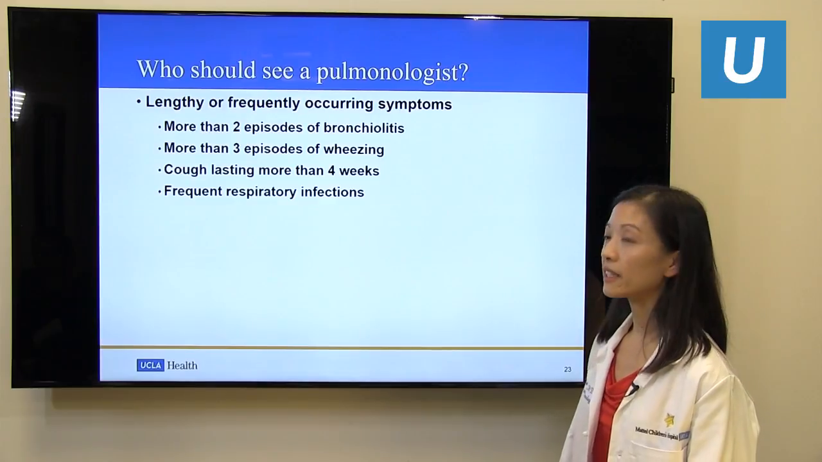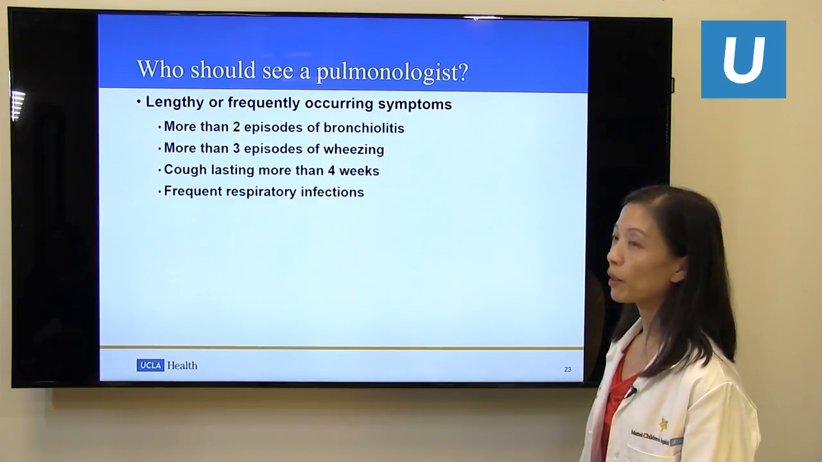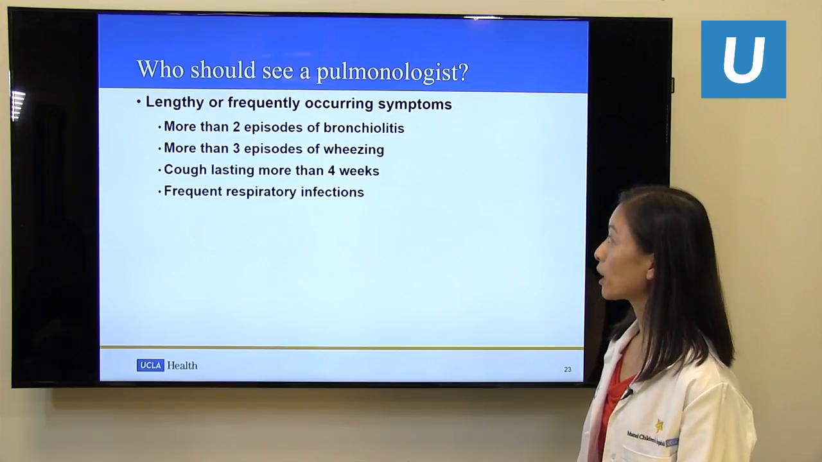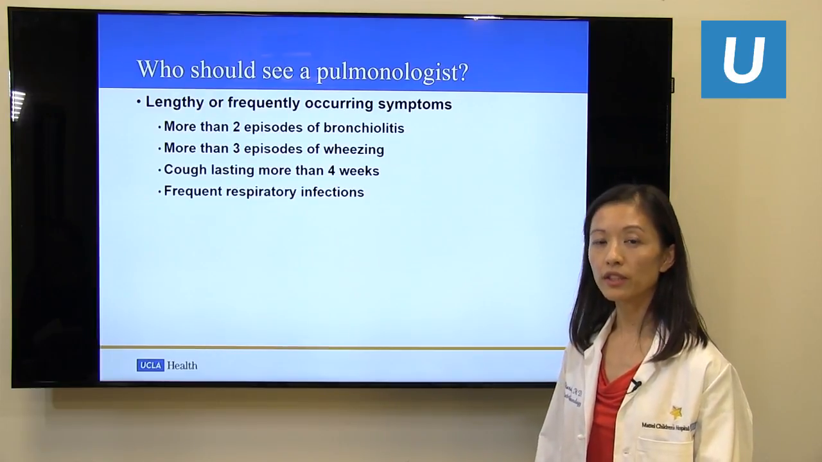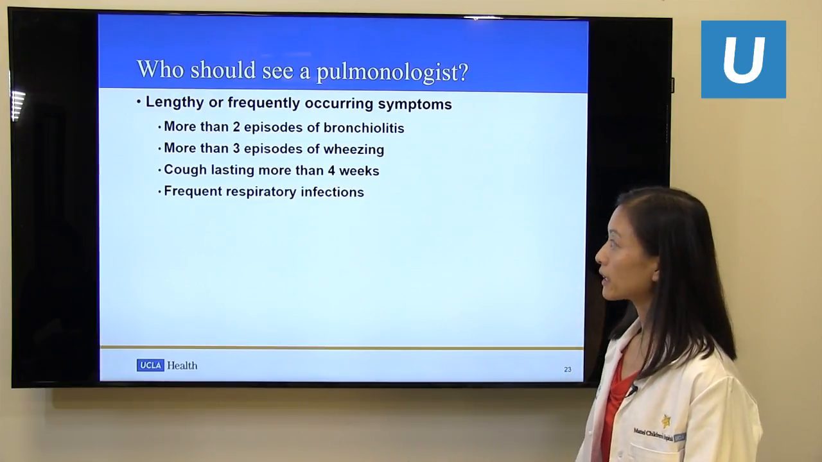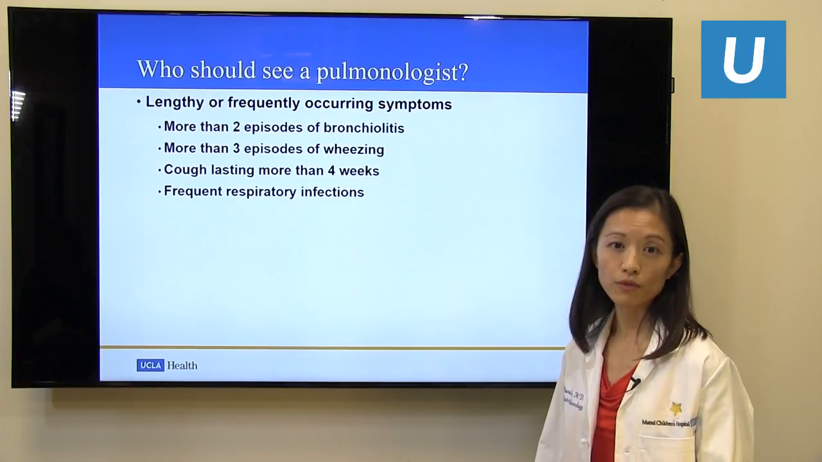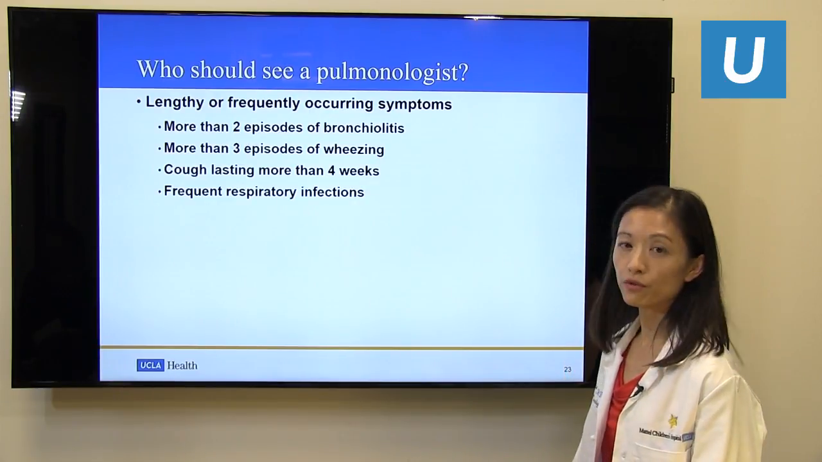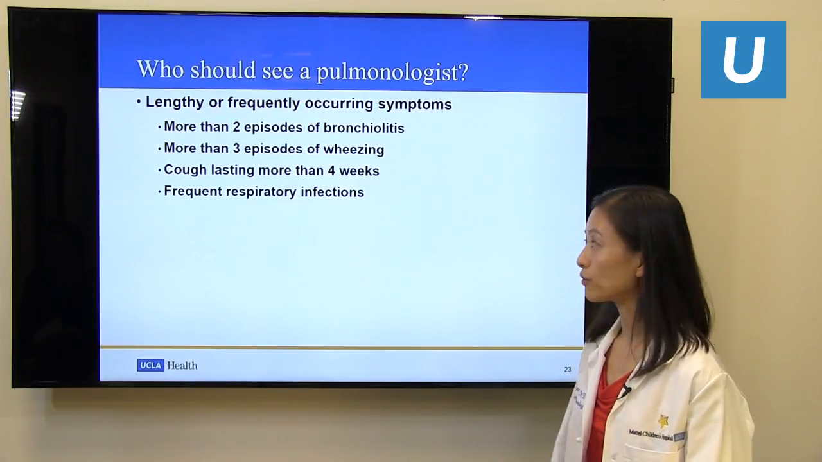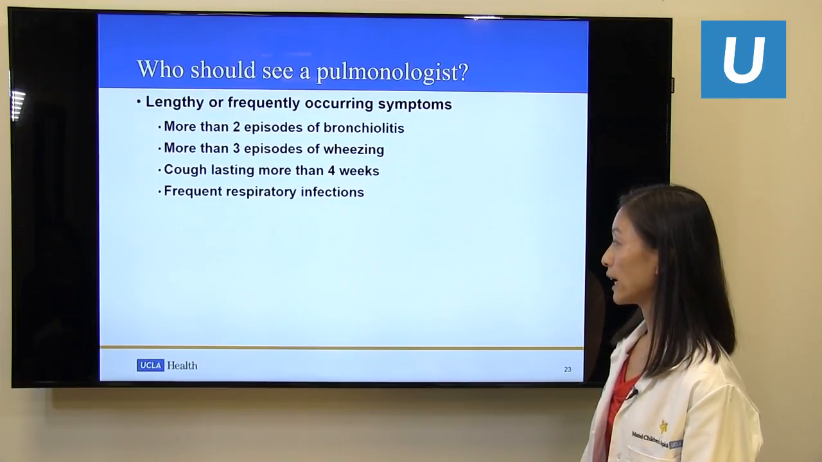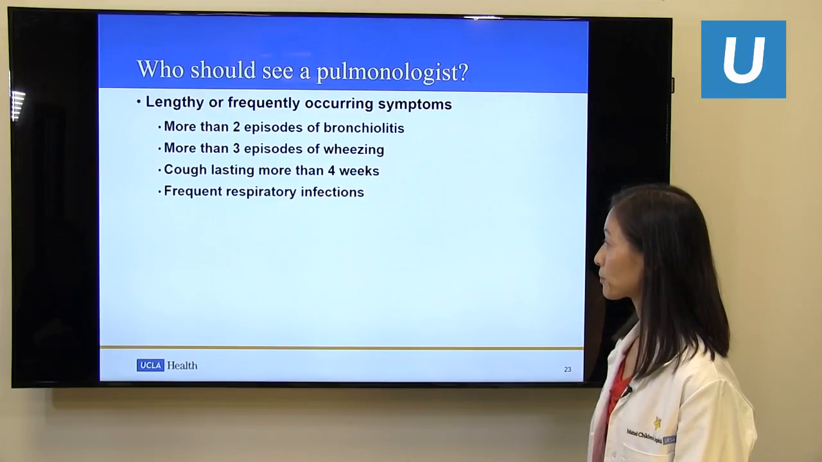If your child has had lengthy or frequently occurring symptoms, such as more than 2 episodes of bronchiolitis, more than 3 episodes of wheezing, and a cough lasting more than 4 weeks, they should see a pulmonologist. Bronchiolitis, as I had mentioned in a previous slide, lasts about 28 days, which is 4 weeks. So any cough that is more than 4 weeks can be due to another cause, which we can help to assess for. Also, if your child has had frequent respiratory infections, they should also see a pulmonologist.